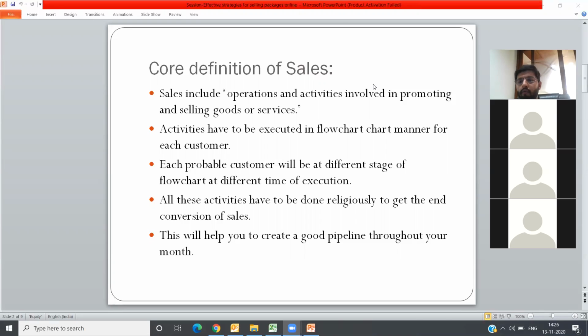So in the future you are able to jot down all the activities and operations in a proper manner. All these activities have to be done religiously to get the end conversion of sales. If you are missing out on any operation, if you are missing out on getting the customer requirements properly, then at the end you won't get the conversion. If you are missing out on pushing the customer for payment, then at the end someone else will come and push the customer for the payment.